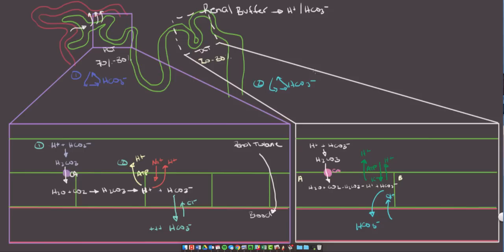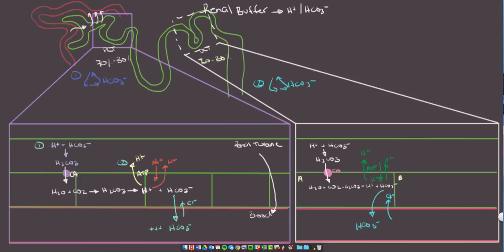When we have intercalated type A cells that aren't working functionally or appropriately, this is how we can get a renal tubular acidosis type 1. So these are two ways that you can see someone becoming extremely acidotic from renal problems: by dysfunction of the cells in their proximal convoluted tubule, or dysfunction of their cells in the distal convoluted tubule.